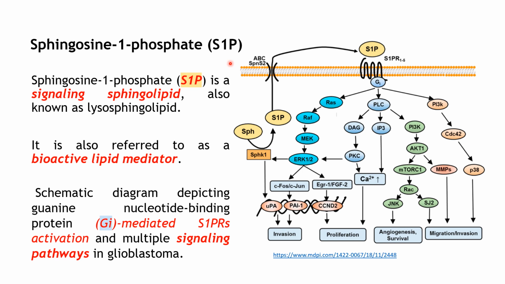Okay, so what is this S1P? This S1P is a bioactive lipid mediator, a group of molecules that, independent of the tissue, is involved in different signaling pathways, but in different tissues it will have different signals. Here, for example, I show you a schematic taken from this paper that is describing what happens in glioblastomas, how the modification of S1P is going to activate different pathways.